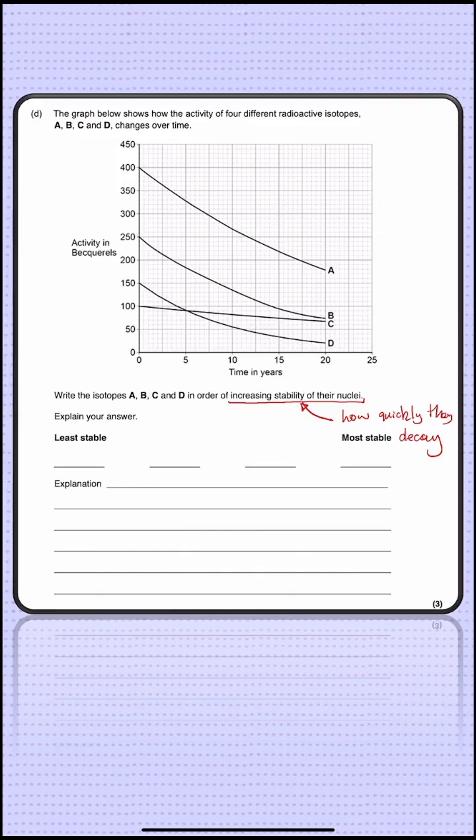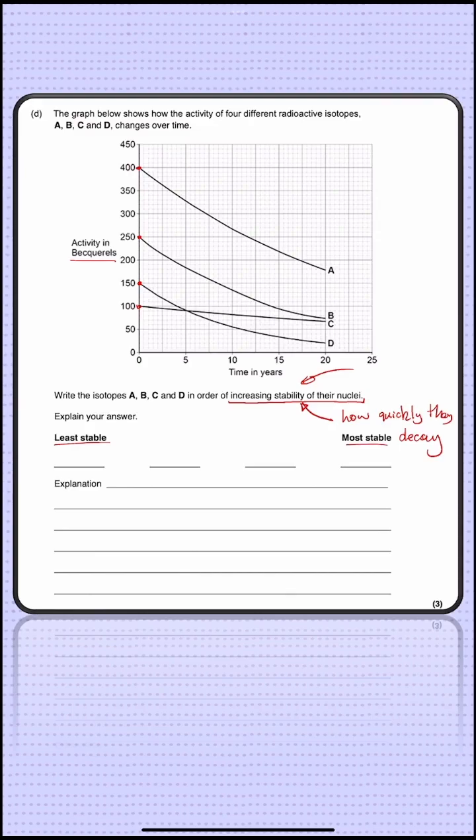It's nothing to do with the units, no, but it's the activity. So you can see all of them are going down. Anything that's radioactive is always going to go down. The more unstable they are, the faster they're going to go. So we want it in terms of increasing stability. So that means we want the least stable on the left, the most stable.